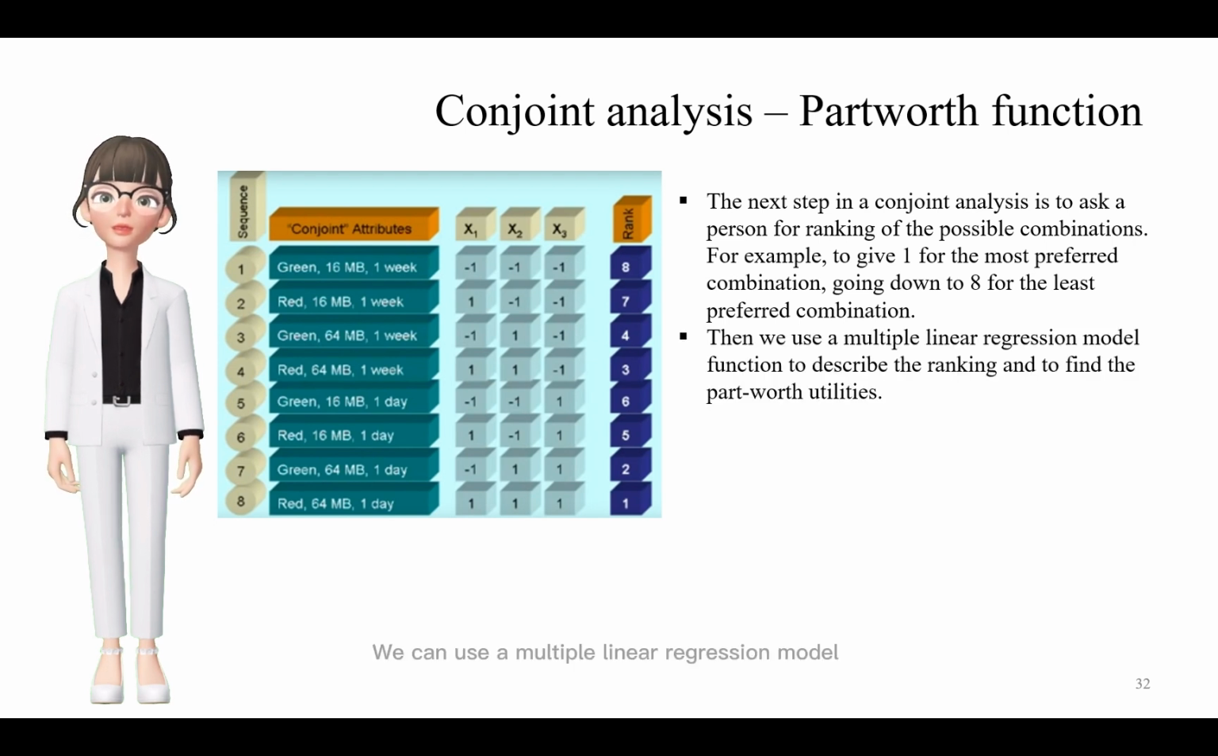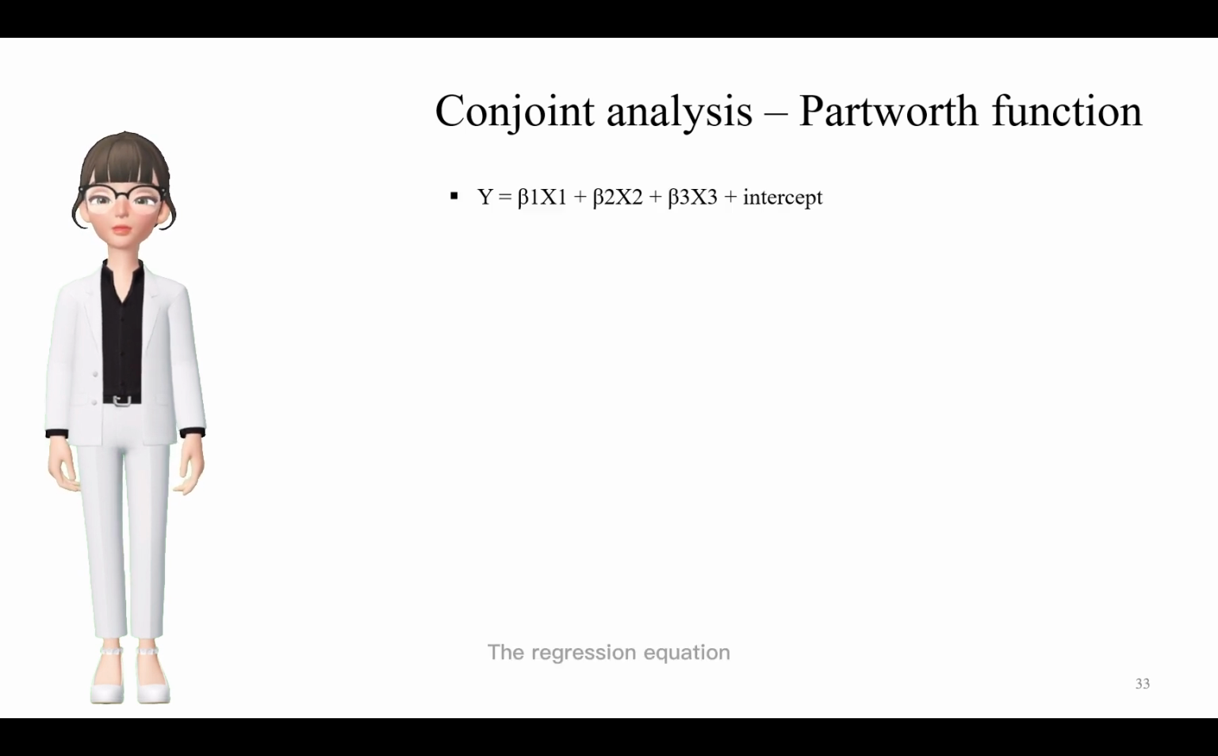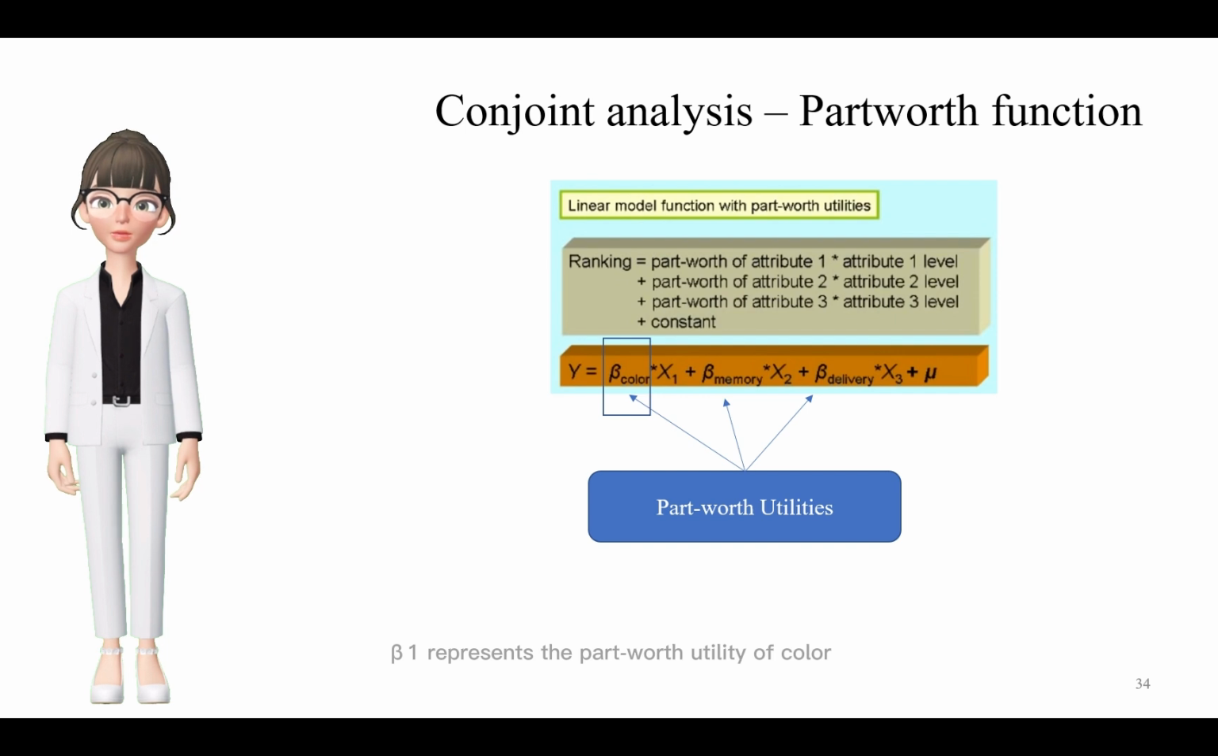We can use a multiple linear regression model to calculate the part-worth utilities. The regression equation y equals beta 1 times s1 plus beta 2 times s2 plus beta 3 times s3 plus intercept assigns beta values to each independent variable to represent the part-worth utilities of the three attributes. Beta 1 represents the part-worth utility of color, Beta 2 represents the part-worth utility of memory size, and Beta 3 represents the part-worth utility of delivery time. Analyzing these beta values helps determine the relative importance of each attribute in affecting the customer preference for the product.